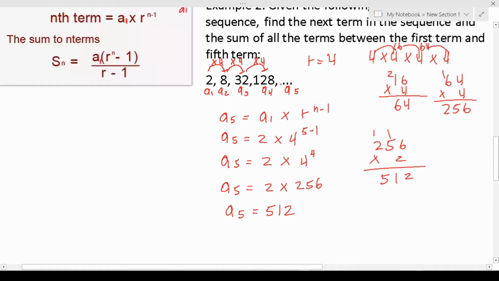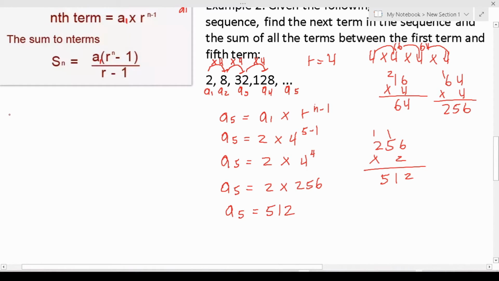Again, many of you could have solved this sequence just by realizing that to get from 2 to 8 and 8 to 32 and so on, you're just multiplying by 4. Therefore, to get to the next term, we just multiply by 4. That said, if you were asked to find the 10th term in this sequence, you would have to use this formula to do the work. And similarly, if you were asked to find the sum of all these terms in this sequence, again, it would be more helpful to use this formula.